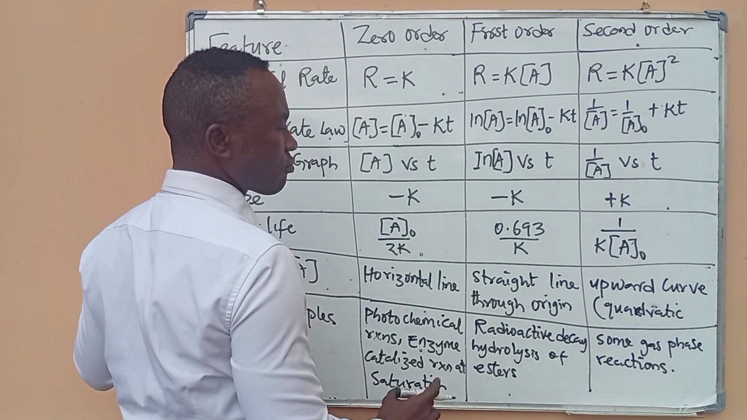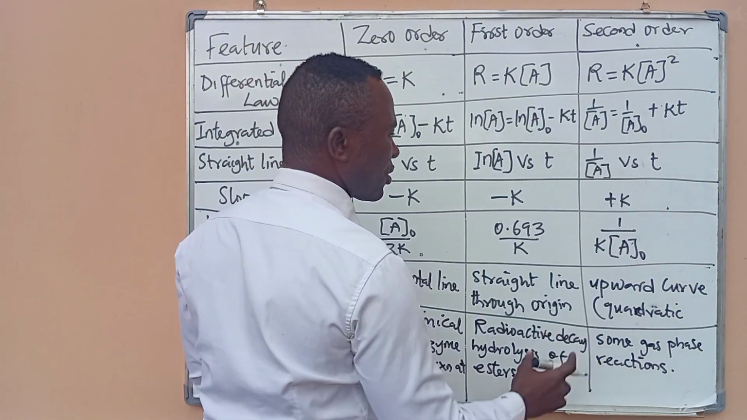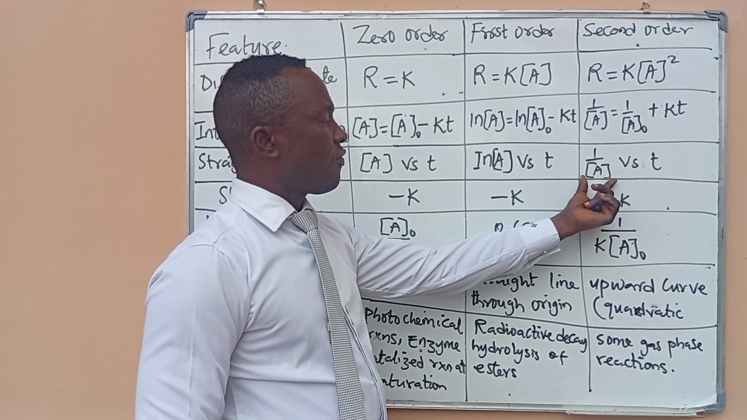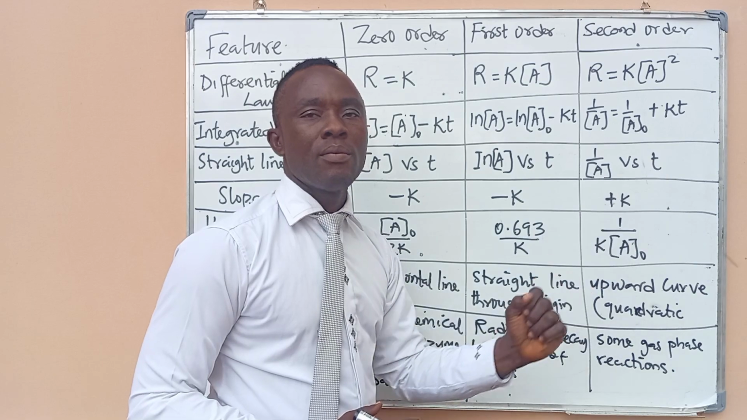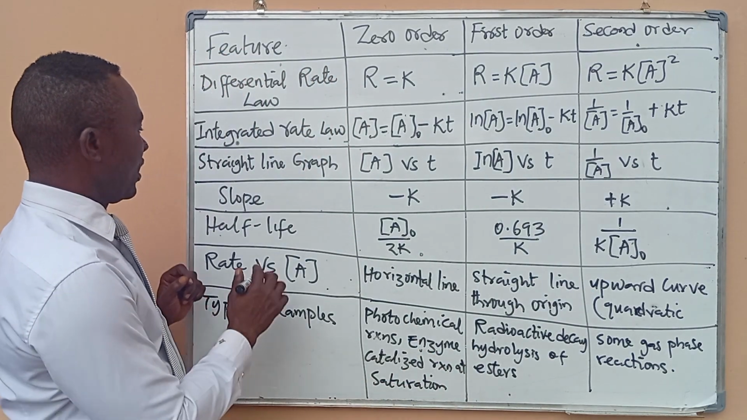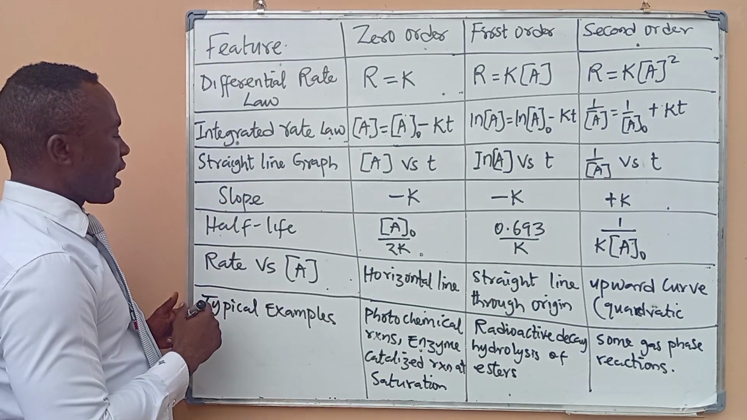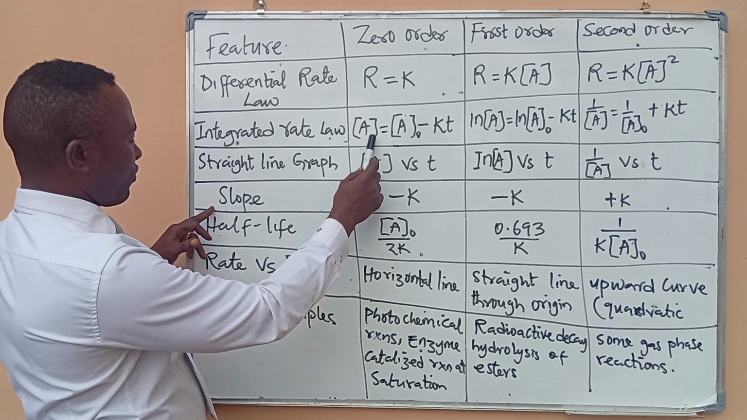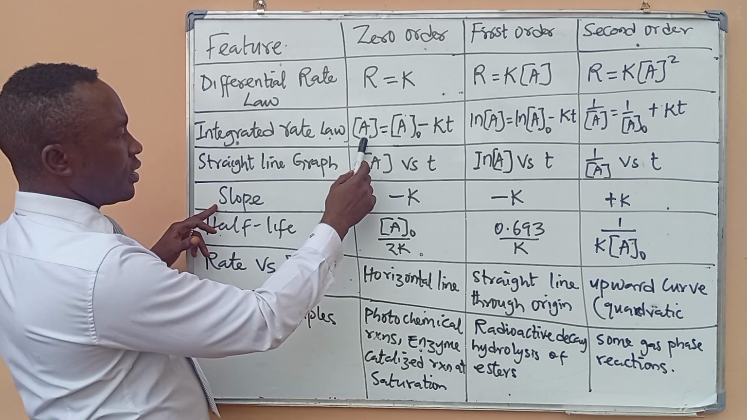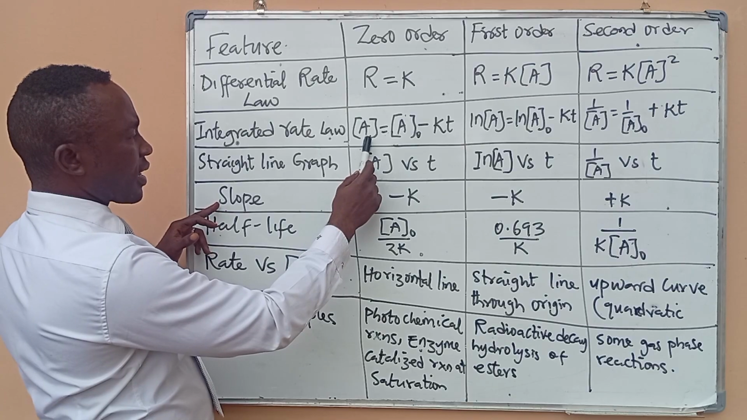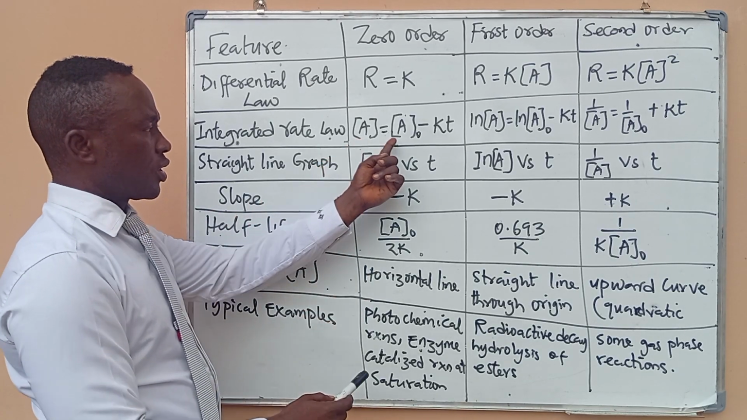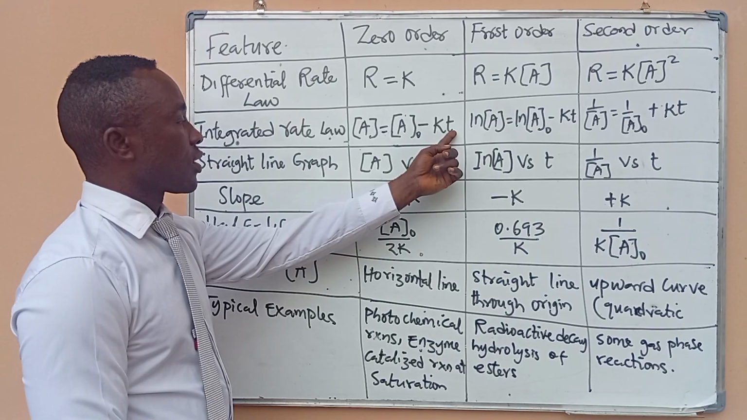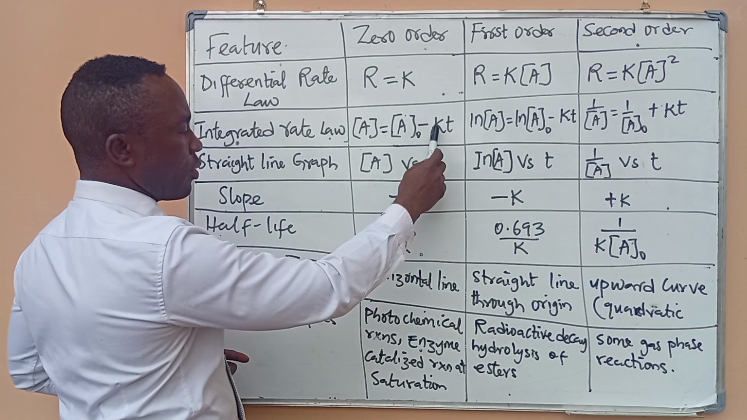Now for second order reaction, it is the reciprocal of the final concentration versus time that is going to give us a straight line graph. Now, slope. If we plot a graph of final concentration against time for zero order reaction, the slope will be what?